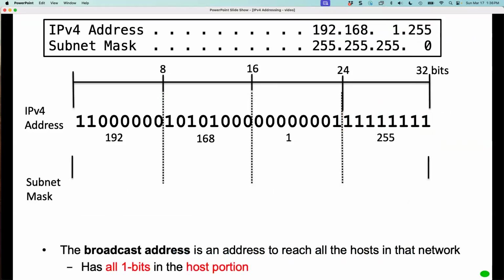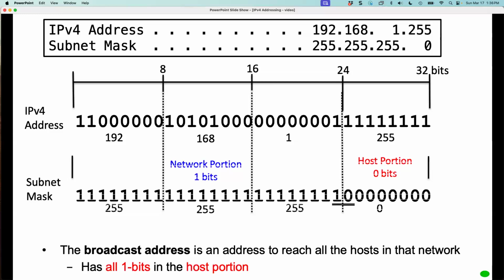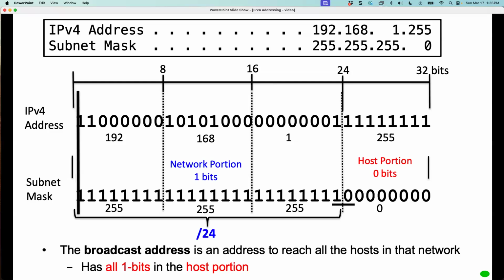All right, let's talk about another address. This is known as a broadcast address. This is a special address that we would use when we want to send a packet to all devices. This is another address that cannot be assigned to a device on the network. We'll talk more about that in a moment, but a broadcast address has all 1 bits in the host portion.